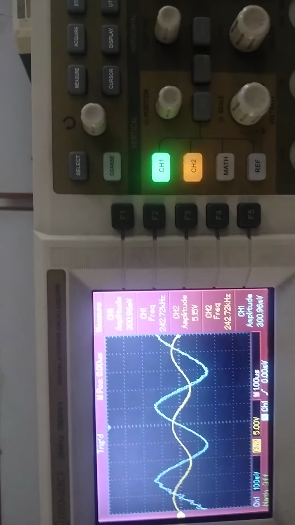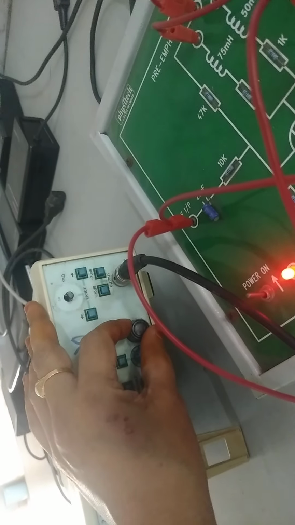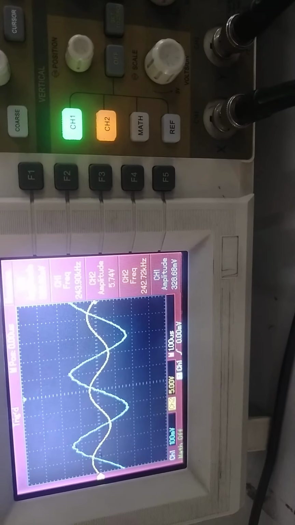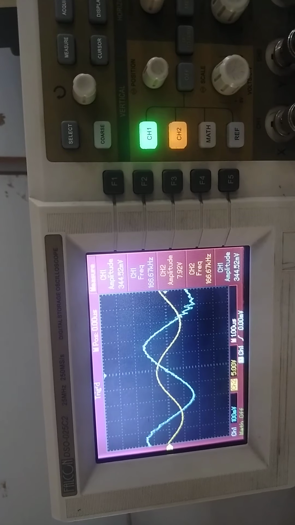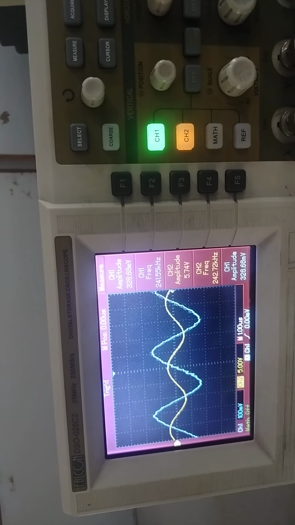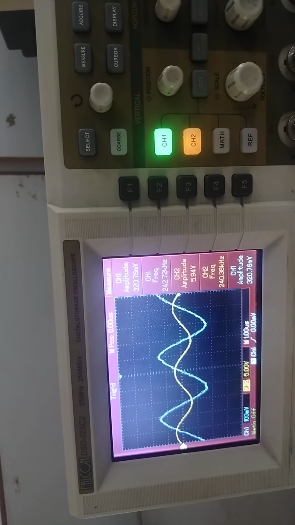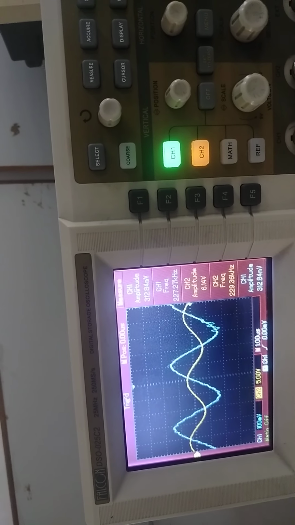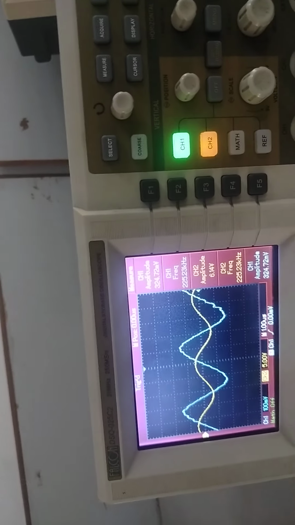What does it mean? Pre-emphasis means we have to vary the input signal frequency while fixing the amplitude of the input signal. By varying the input signal frequency, the output voltage is changing. So for every frequency of the input signal, we have to note down the channel 2 voltage. Here the first one is 5.9. If you change the frequency to 230, the voltage changes like that.